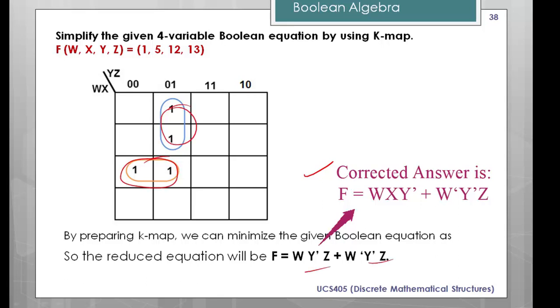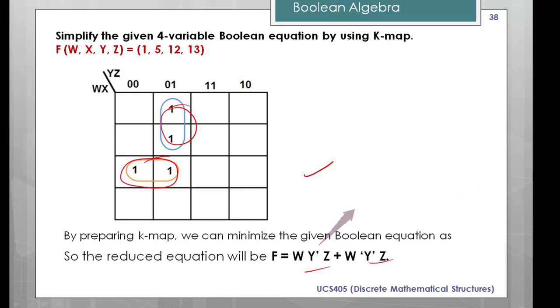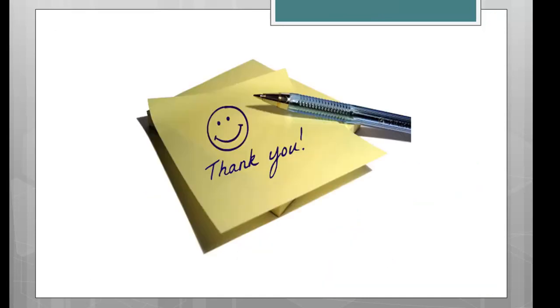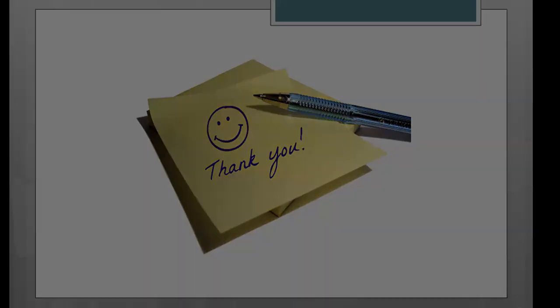Now just write out the reduced equation. What is the reduced equation? W y dash z plus W dash y dash z. So that's all about this K-map. Thank you very much. In the next lecture, we will start with graph theory.